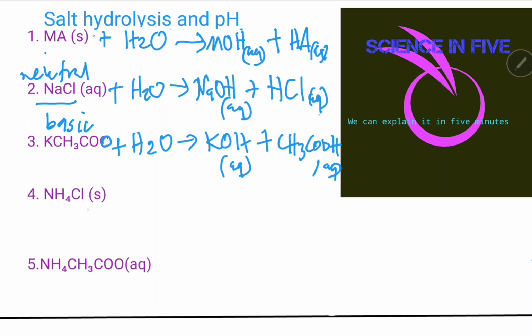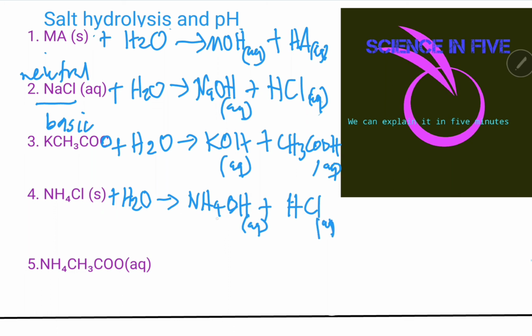Go on to NH4Cl. NH4Cl solid, we're going to react it with water again. There's going to be an exchange of ions. The OH goes to the positive part. You end up with NH4OH. The H goes to Cl to form HCl. These are all aqueous. You can see that there's a strong acid and a weak base. This is going to be an acidic salt.